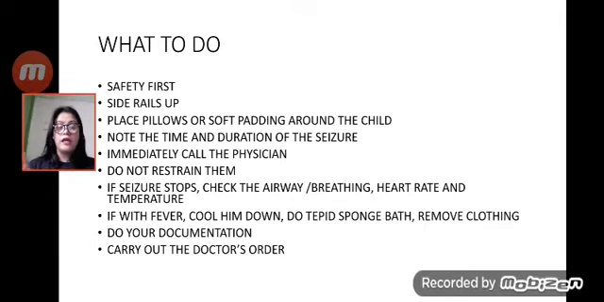and duration of the seizure. Okay? Then immediately call the physician. Then do not restrain the infant. And if the seizure stops, check the airway or the breathing, then the heart rate, and of course the temperature, meaning the vital signs. And please also include the oxygen saturation of the infant. Then if with fever, cool him down, do a tepid sponge bath, and remove clothing. And do your documentation. Then, of course, knowing that you've referred this case to the doctor, you need to carry out the doctor's order as soon as possible.